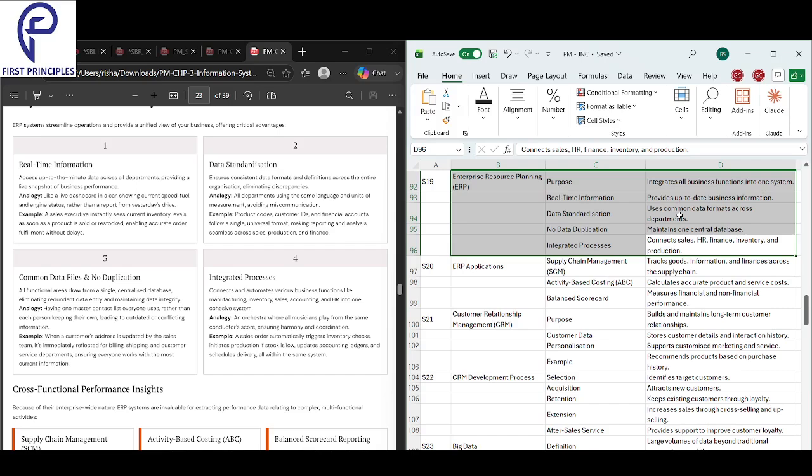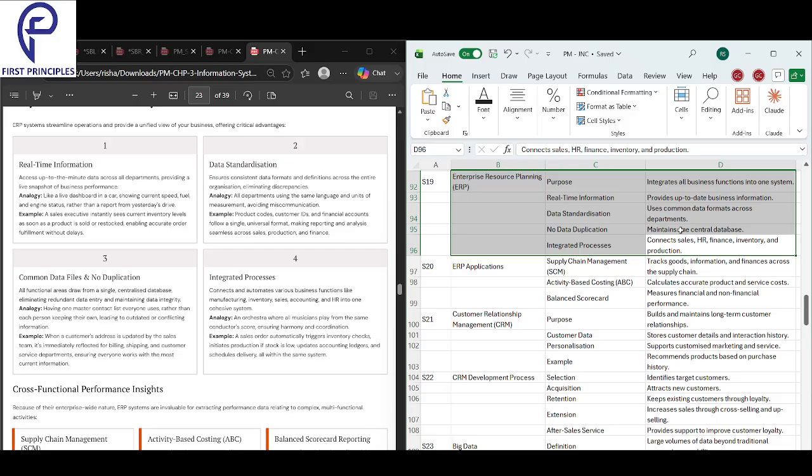And some characteristics about it. Firstly, real-time information. It provides up-to-date business information. Second, data standardization. It uses common data formats across departments. Next, it maintains one central database. And it connects sales, HR, finance, inventory, and production.